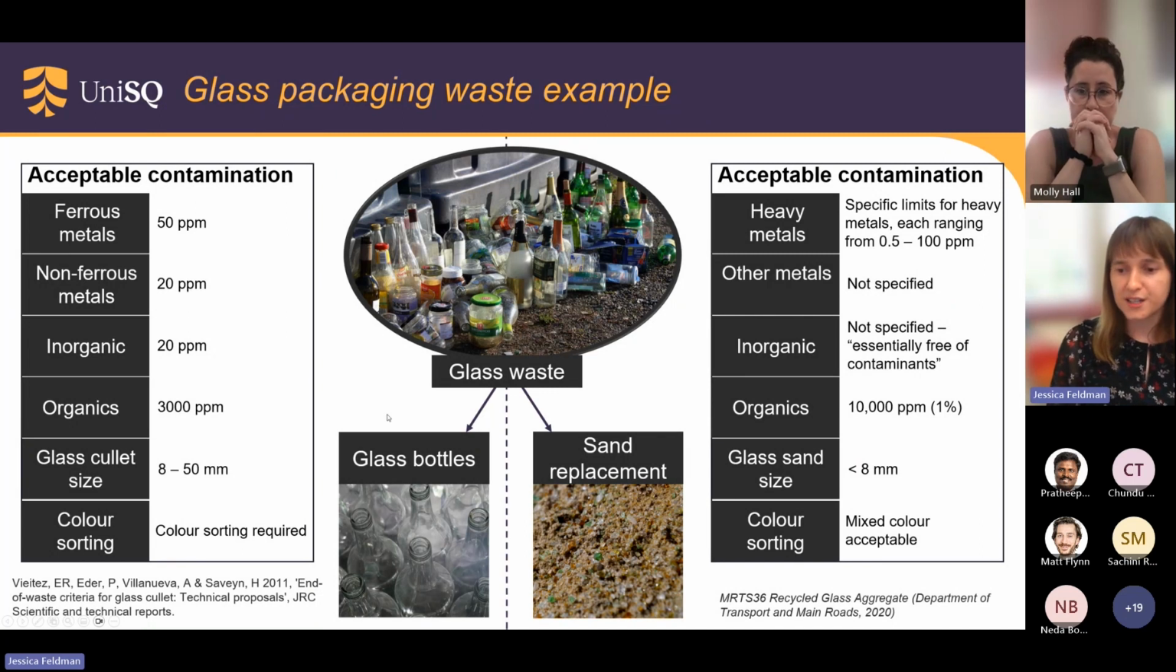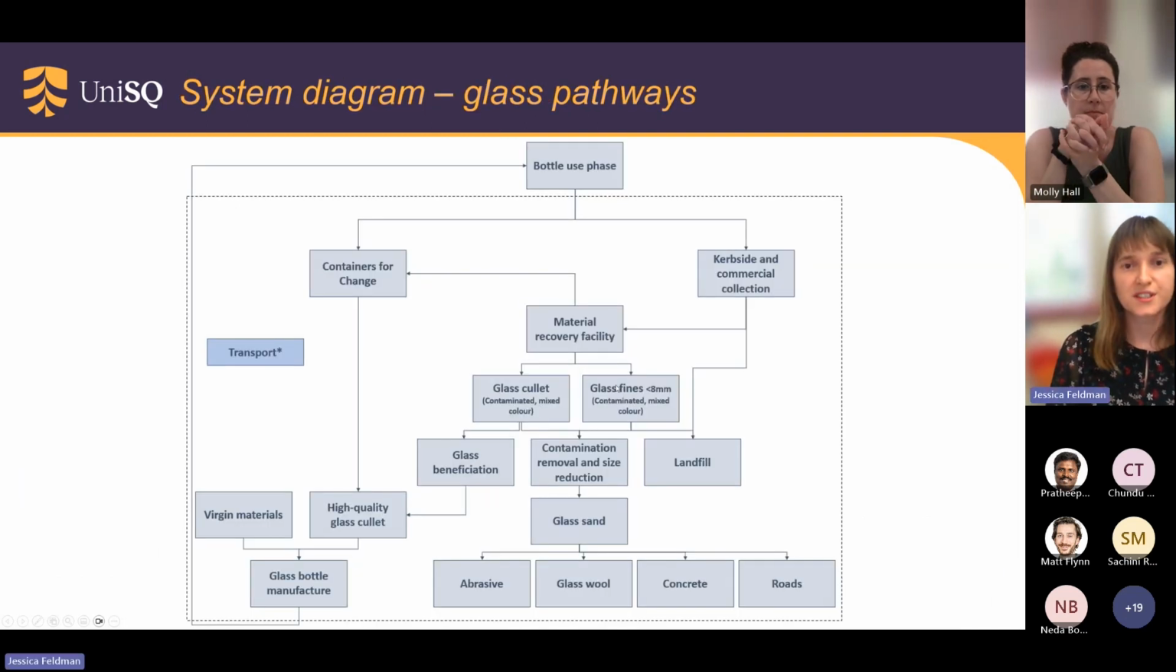And for glass bottles, another important factor is the size can't be less than 8 millimeters. Naturally, because glass is breakable, during collection and sorting, it breaks. If it gets too small, it can no longer be put back into glass bottles, and they have to find another application for it. Glass bottles also require colour sorting, whereas glass sand doesn't. Because of these different requirements for sorting, the glass waste is treated differently during collection, sorting and processing based on where it's going to end up when it's a product again.